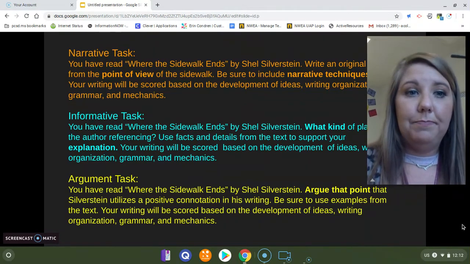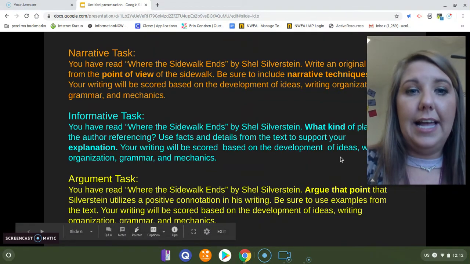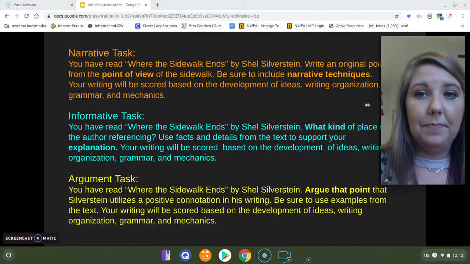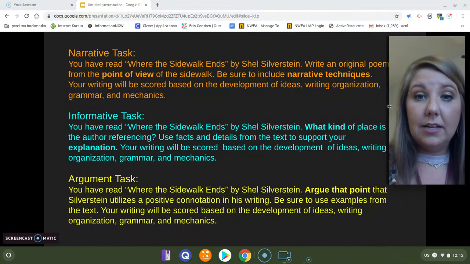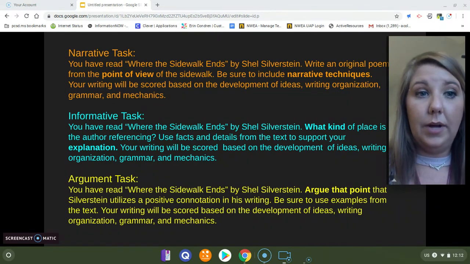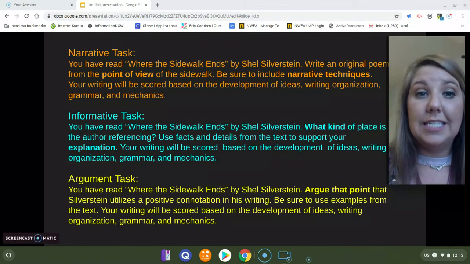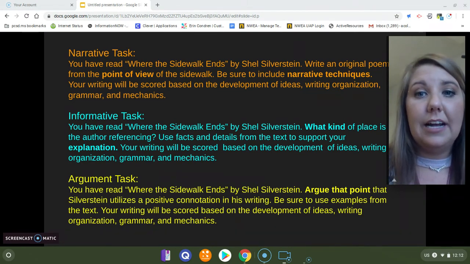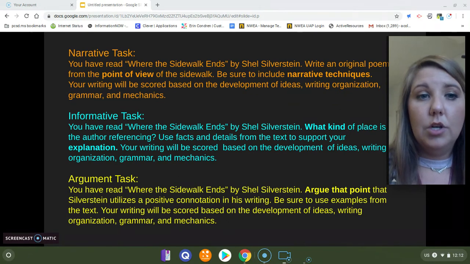Narrative task. You have read Where the Sidewalk Ends by Shel Silverstein. Write an original poem from the point of view of the sidewalk. Be sure to include narrative techniques. Your writing will be scored based on the development of ideas, writing organization, grammar, and mechanics.